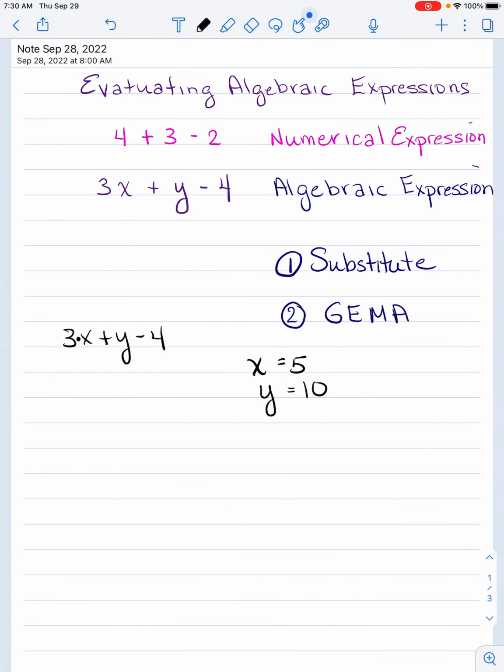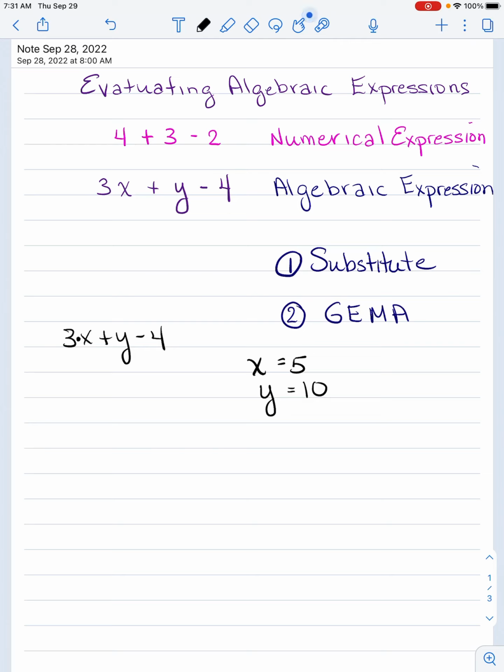Let's evaluate some algebraic expressions. The first thing we need to know is what is an algebraic expression? Well, when you were younger, you probably dealt a lot with numerical expressions. Now, our numerical expression is here in the pink. What is it? It's merely a number sentence, right? It has numbers and it has operations. When you move to algebraic expressions, you're adding variables, and that's the only difference between the two.